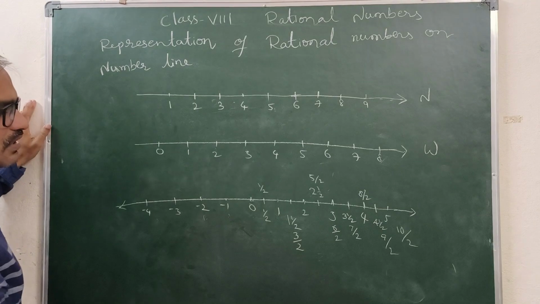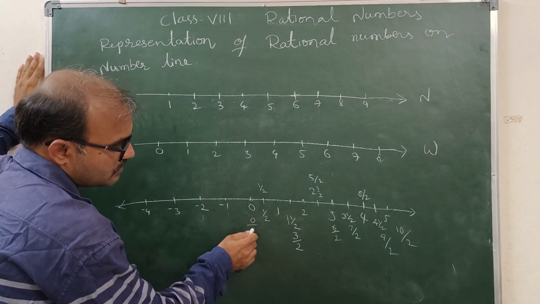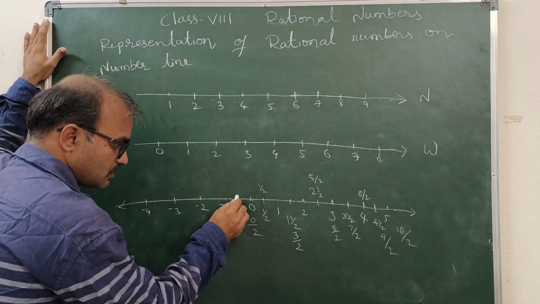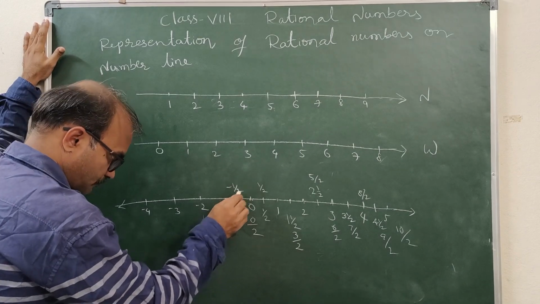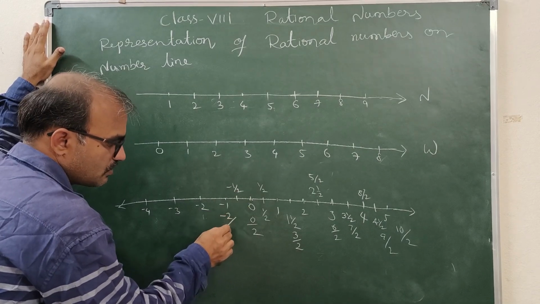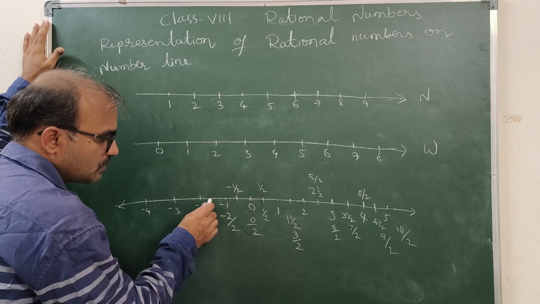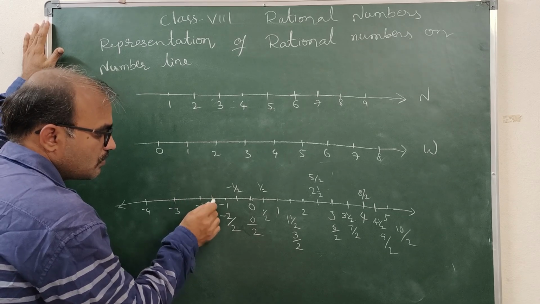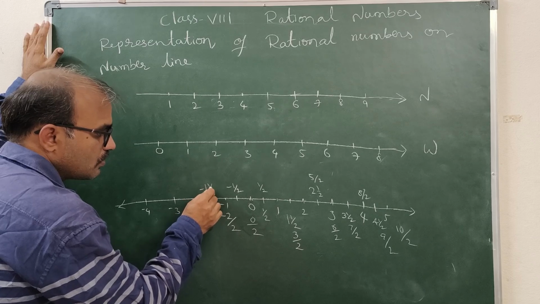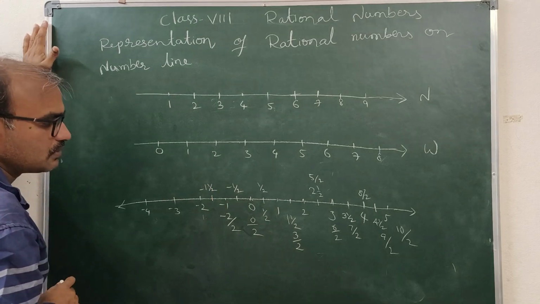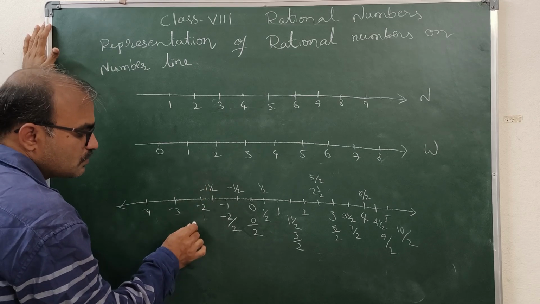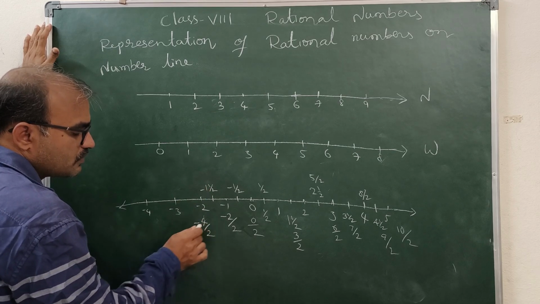If you go on the left side, 0 is 0 halves, you can write 0 halves. This is minus half. This is minus 2 halves, minus 2 by 2. It is minus 1 whole and a half. So this minus applies to this half also together for a full number. So this is minus 4 halves.